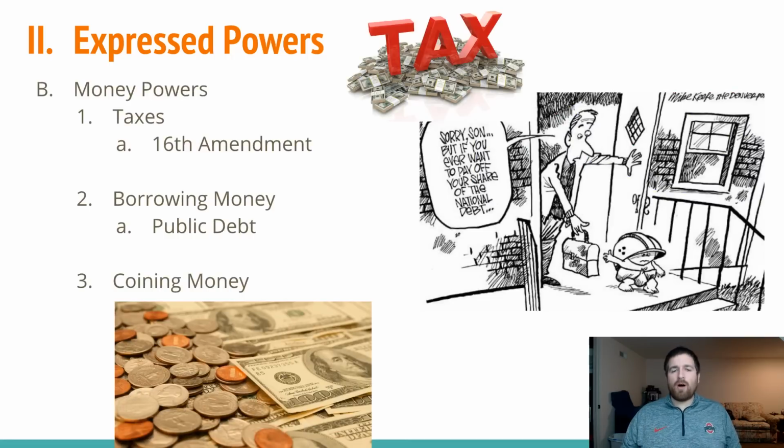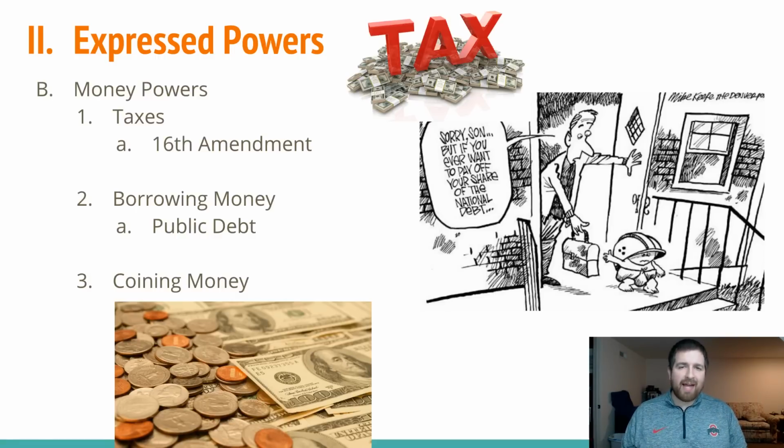Next, let's move on to money powers. Now, these very simply are powers that Congress has that deal with money in some way. The first and most important money power that Congress has is taxes. And these are charges levied by the government to raise money to pay for government services. In other words, this is how government raises revenue so that it can pay for things.